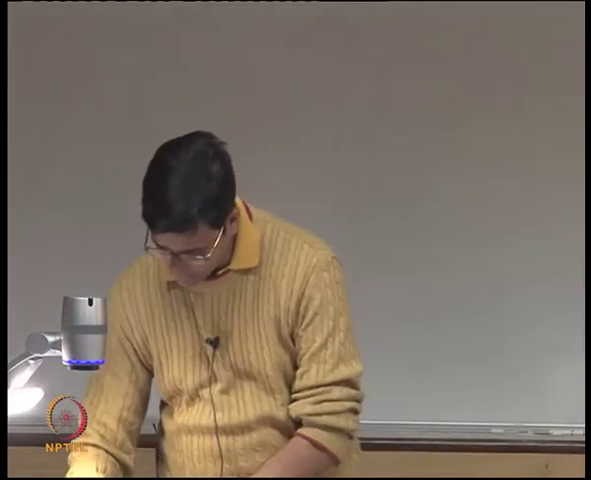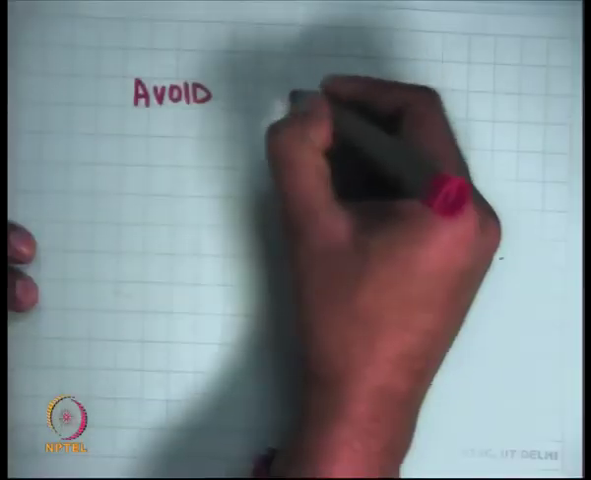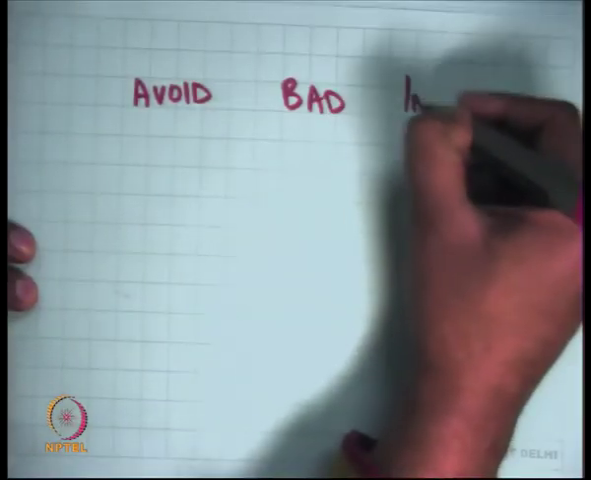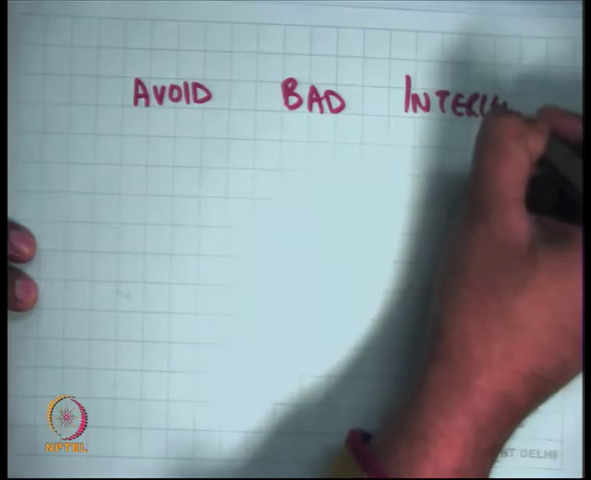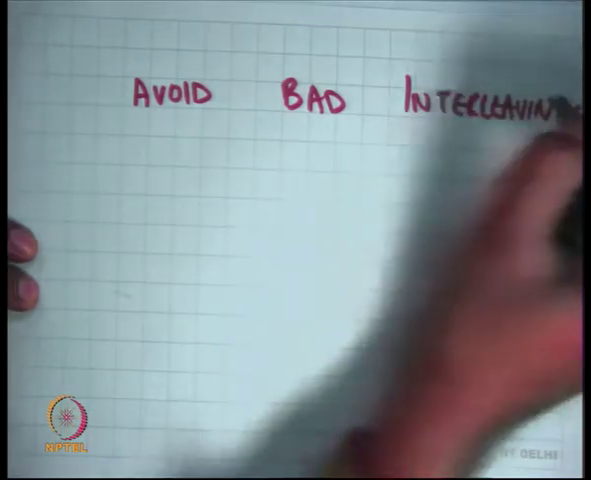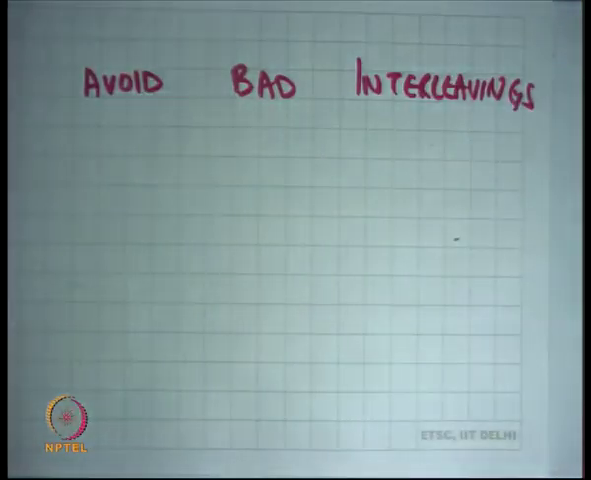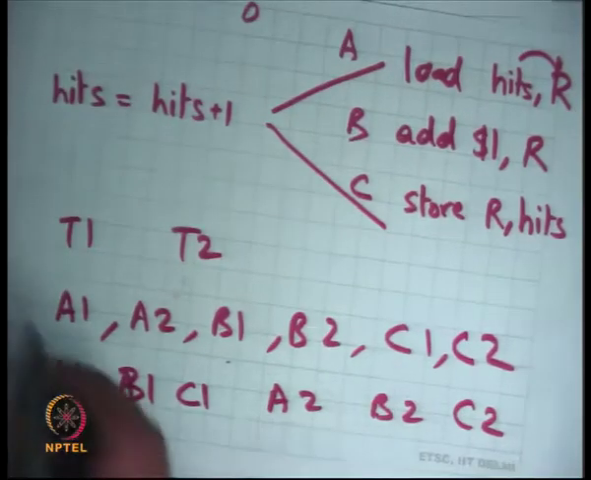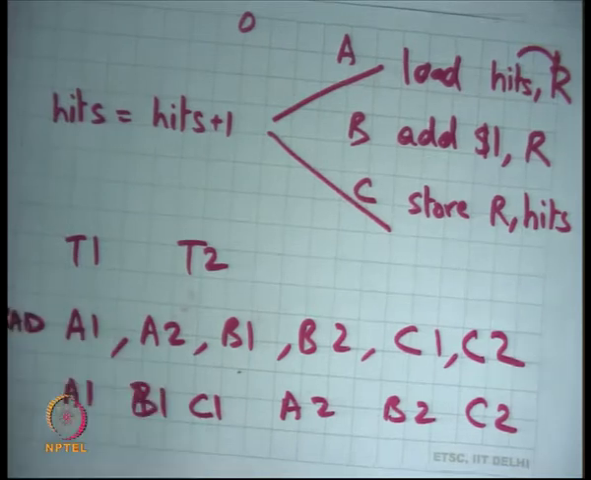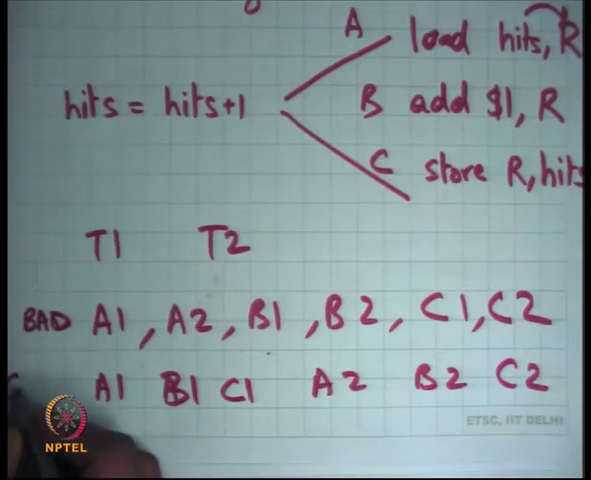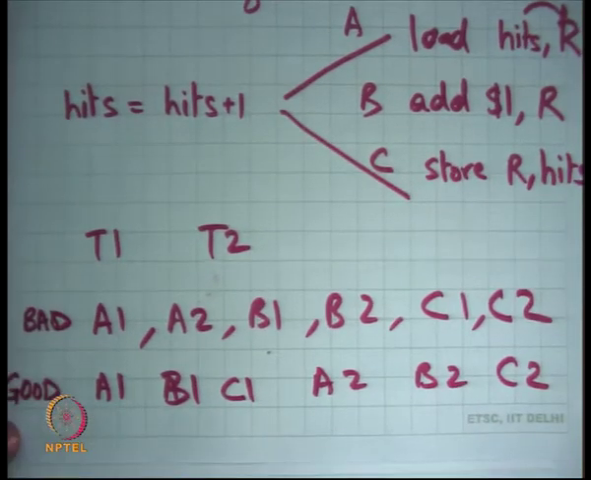So I want to avoid bad interleavings. Okay. So what are bad interleavings in this case? Well, this is bad, and this is good. So I have some notion of what's a bad interleaving and what's a good interleaving, and I will avoid the bad interleavings and allow the good interleavings.